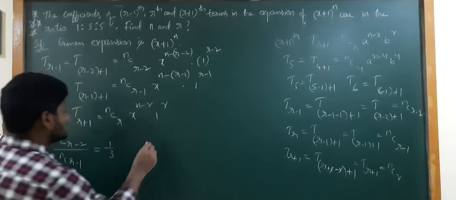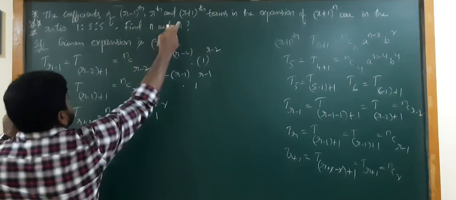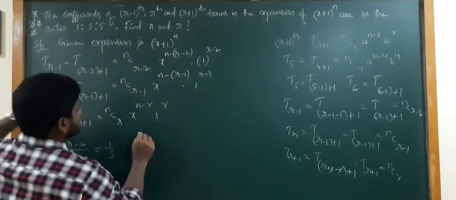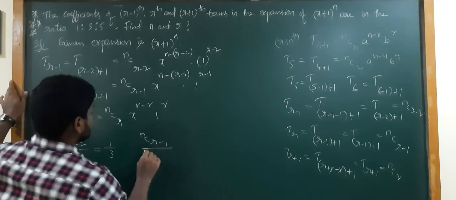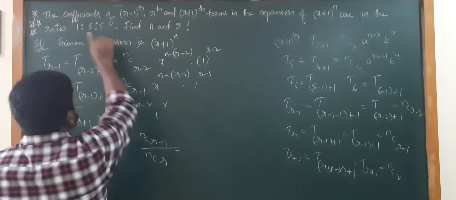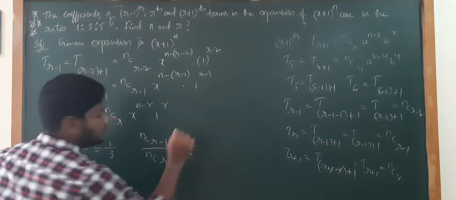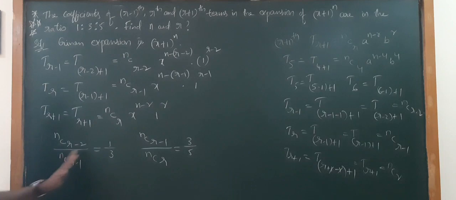Next, another condition, what we will do? This, second by third. What is the rth term? nC(r−1) by nCr, which is equal to 3 by 5. This is what? 3 by 5. Now from this, equate these two.